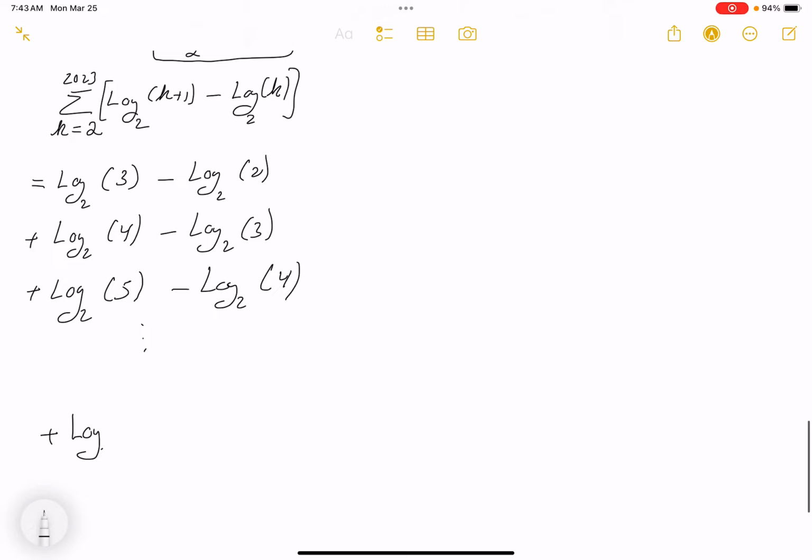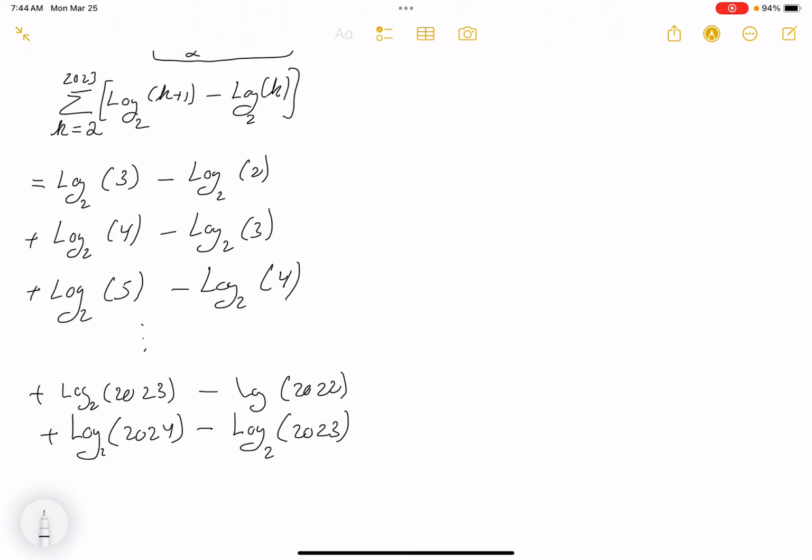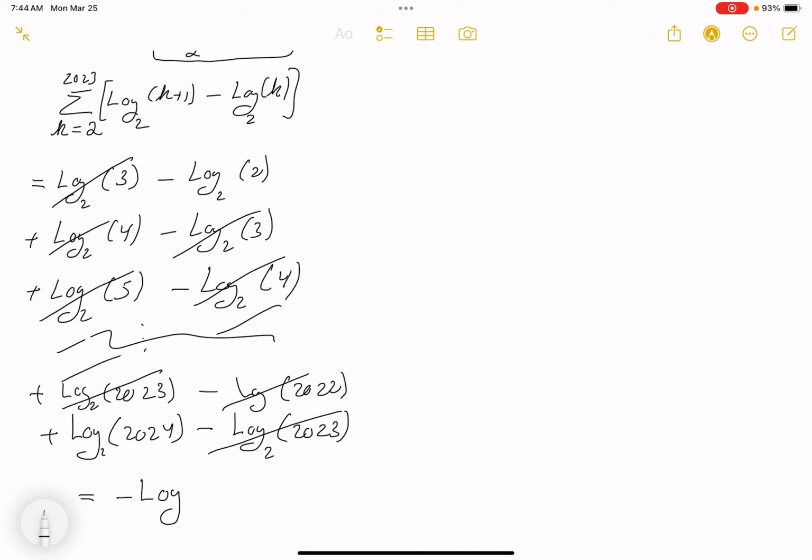And what's the end going to be? Log base 2 of 2024, minus log base 2 of 2023. I want to write the one before it, and that's going to be log base 2 of 2023, minus log 2022. Now, what do I know about this over here? It's telescoping. It kind of collapses on itself. This would cancel that, this would cancel that, this would cancel, not written down, but you know it's there. And everything in the middle is going to cancel off too. So what would I be left with? Minus log base 2 of 2 plus log base 2 of 2024.